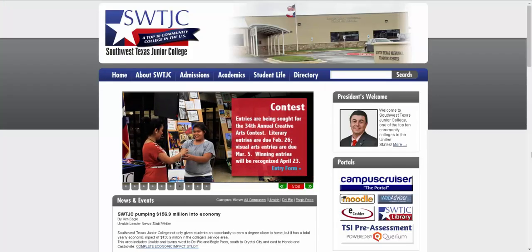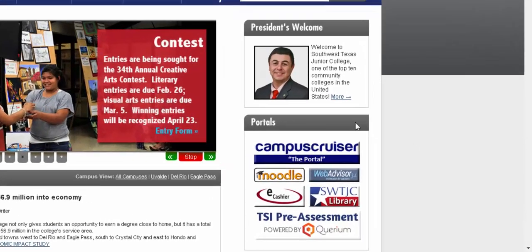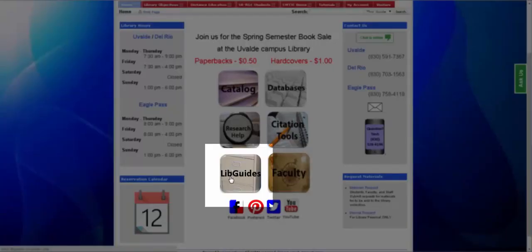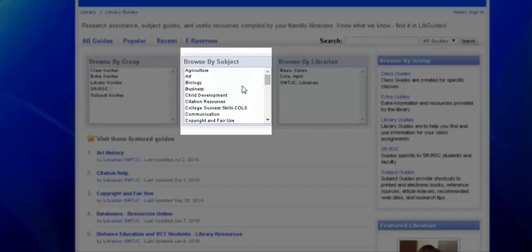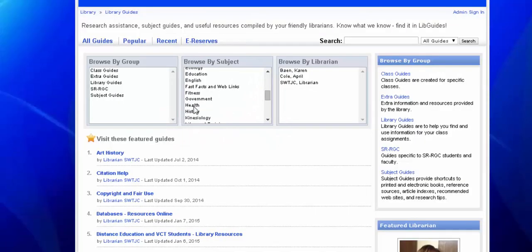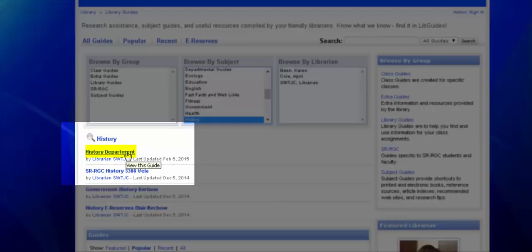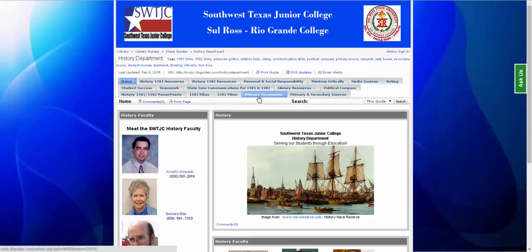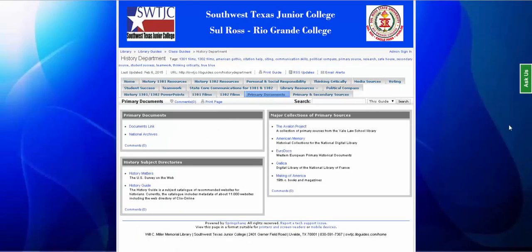A great place to begin looking for primary sources would be the History LibGuide from the library. Begin by going to the library homepage and choose LibGuides. Scroll through the subject box in the middle and find History. Click the History Department LibGuide to open it. Use the tabs along the top to find primary sources. Here are a few links to websites where you can search for primary sources.